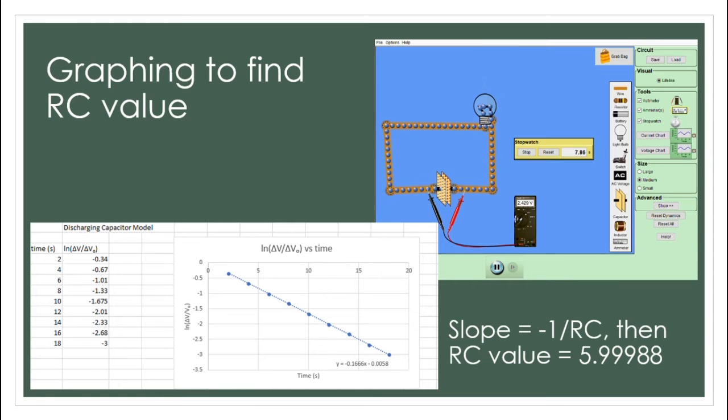And we see we have a linear decrease of time versus voltage. And from this, we know that our slope of this line should equal -1 over our RC value. So our RC value computationally is 5.99988. And we know that for RC, the resistance was 30 ohms, and the capacitor was 200 millifarads, which is 0.2 farads. And when we multiply those together, we get 6. So as you can see, these are very similar numbers. So we did it right.